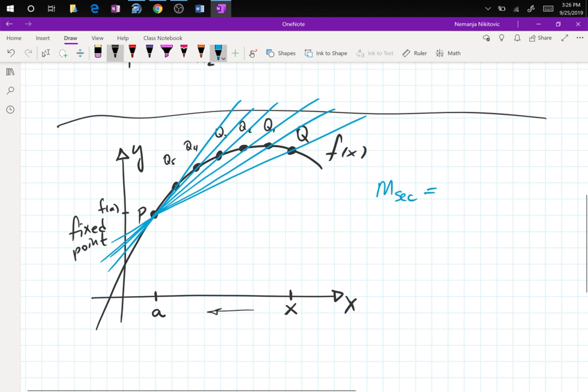And if you observe all of these blue secant lines, you can calculate m secant as... now hold on, the point Q I did not write that. So the point Q is (x, f of x), right? x, f of x is for Q, and then P is (a, f of a).